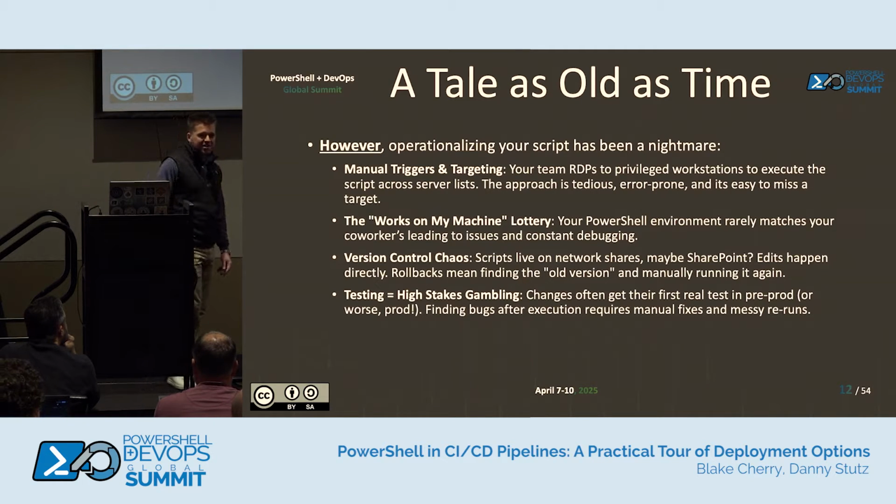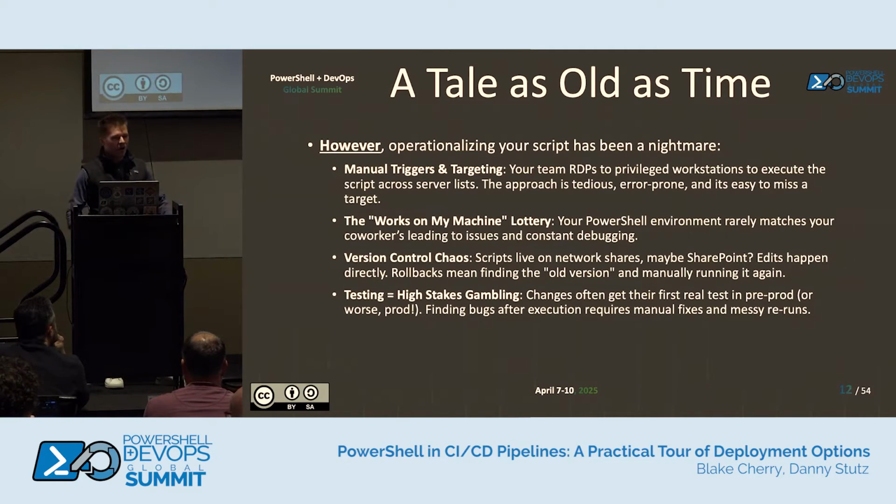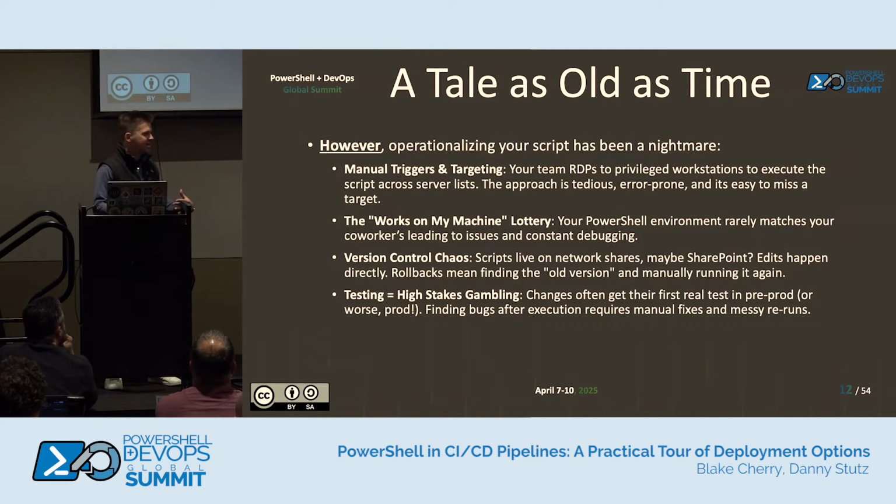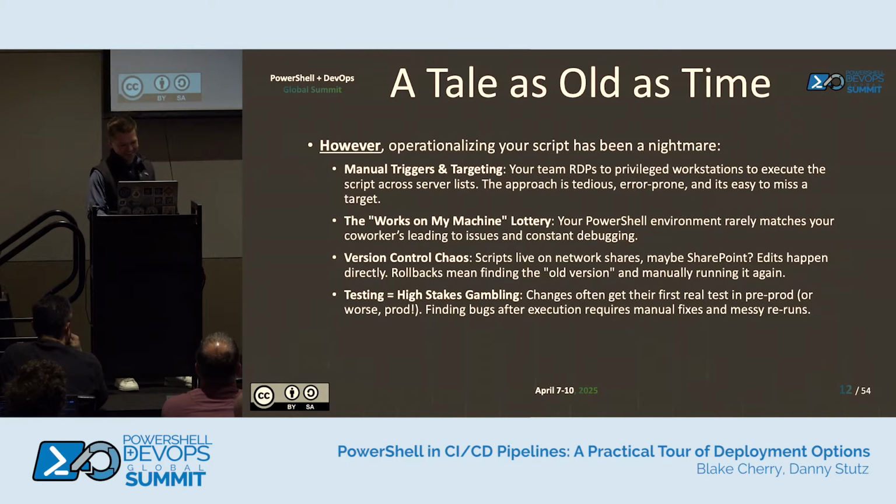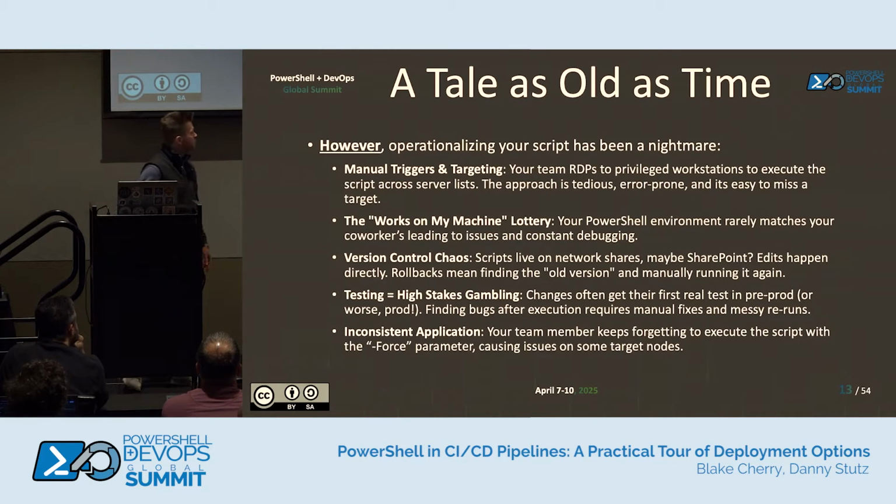Testing is effectively high-stakes gambling. So all of the patches and changes to the script immediately get their first tests in production, which is a risky gambit to be playing. Lastly, we're seeing inconsistent application of our scripts because your colleague, really messing up this rollout, keeps missing the force parameter, which is altering the outcome of the script on some of the target nodes.